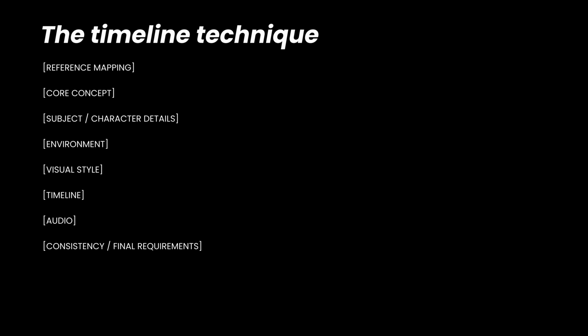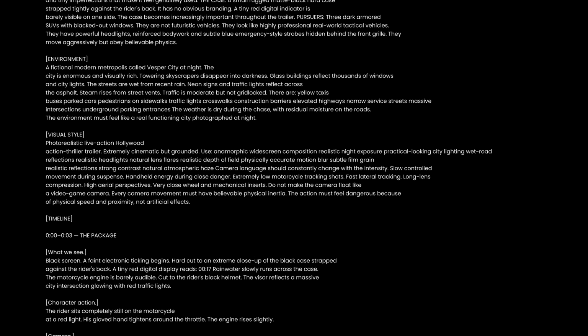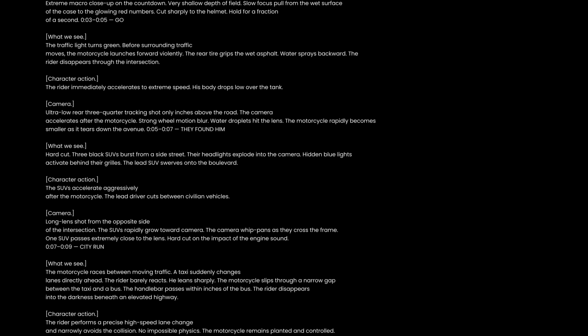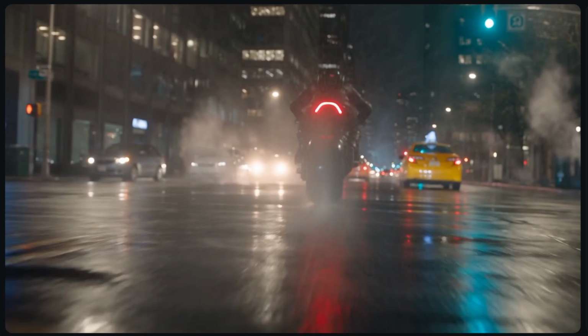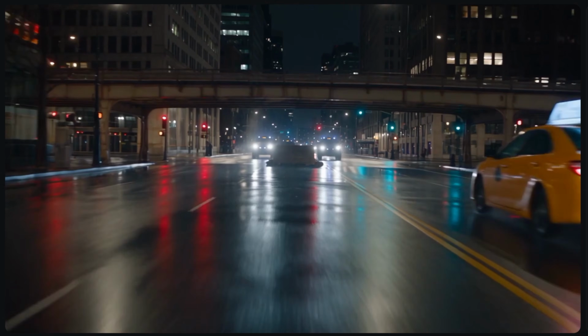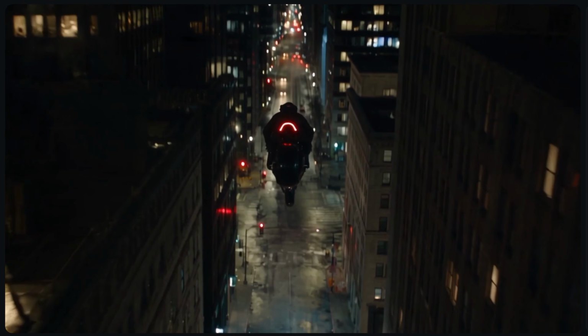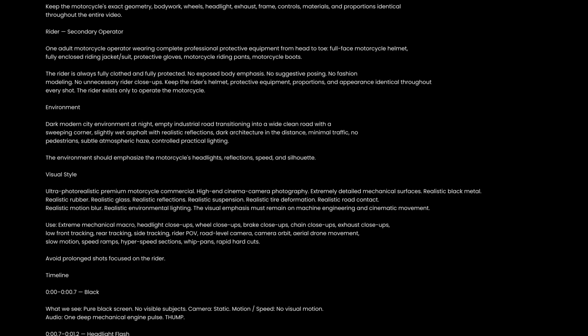Now for the timeline technique, it's gonna be exactly the same as the basic technique, but the difference is, instead of having the shot, the action, and the camera separated, we're gonna have a timeline. And each segment in this timeline gonna have details about the shot, the action, and the camera. And here is an example of how the prompt should look like. If we run this in Higgsfield, this is gonna be the result. And here is another example of how the prompt should look like. Let's watch it together.